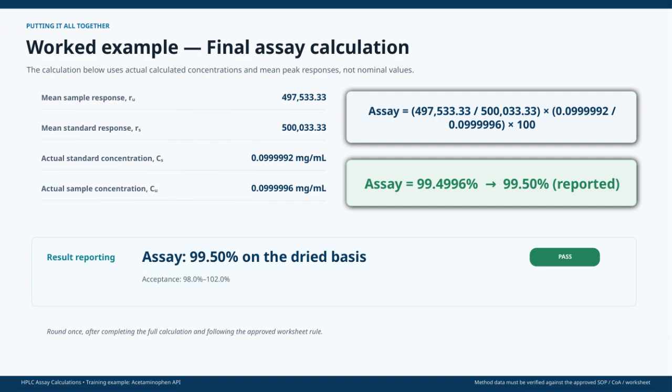The assay calculation formula is the ratio of the mean sample response to mean standard response, multiplied by the ratio of the actual standard concentration to the actual sample concentration, all multiplied by 100 to get the percentage. When we plug in our numbers, we get an assay of 99.4996%, which is rounded to 99.5% according to the approved worksheet rules.